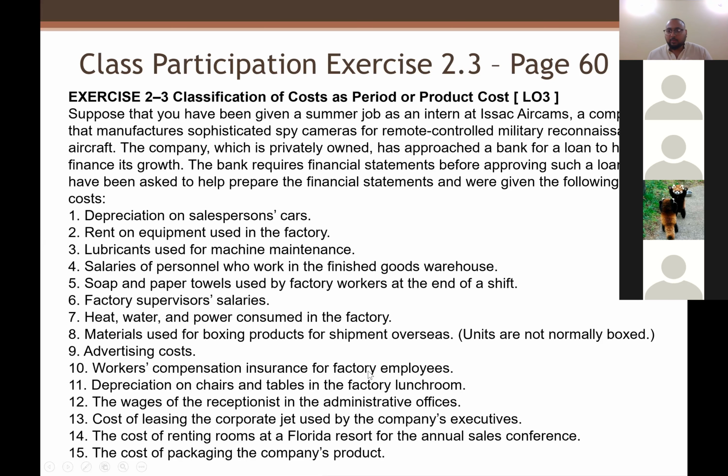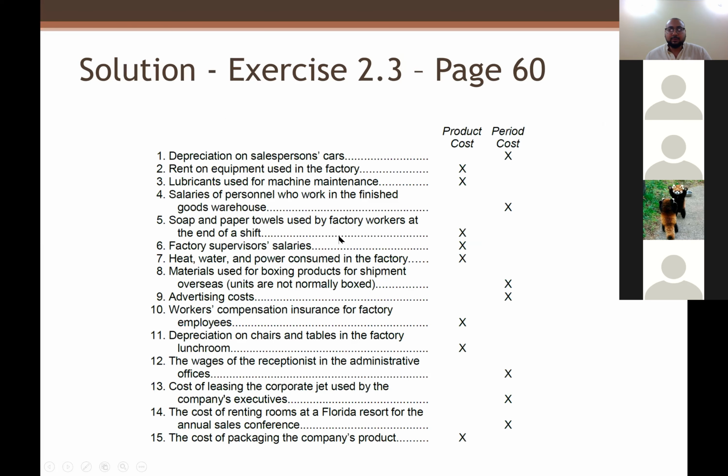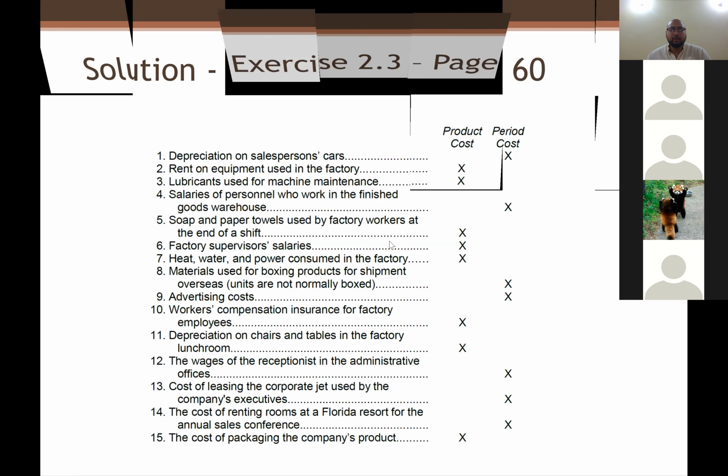Okay class, welcome back after a short break. We were discussing our example, exercise 2.3. We need to talk about whether this particular cost belongs to product cost or period cost. I have pasted the solution here, in case you want to compare later on.